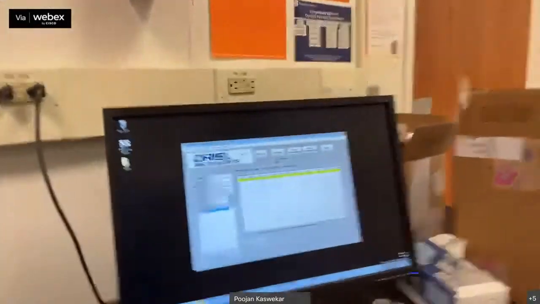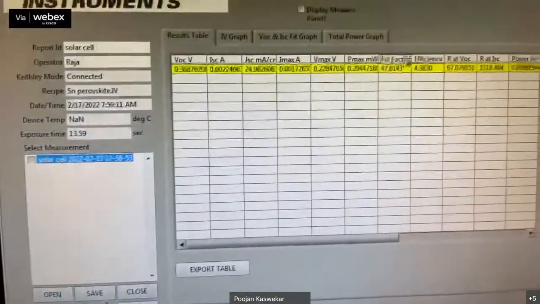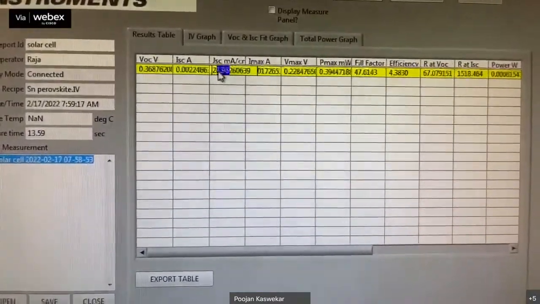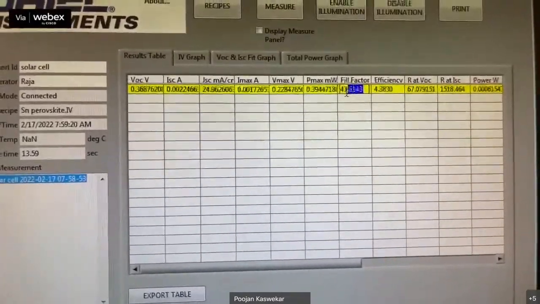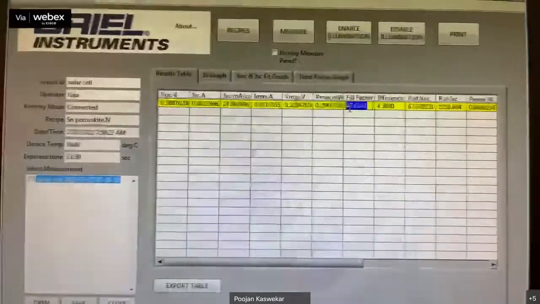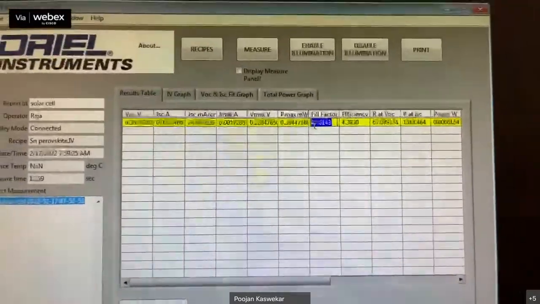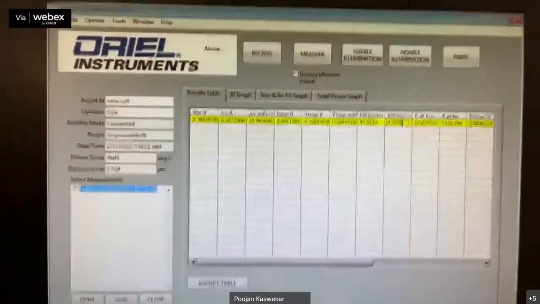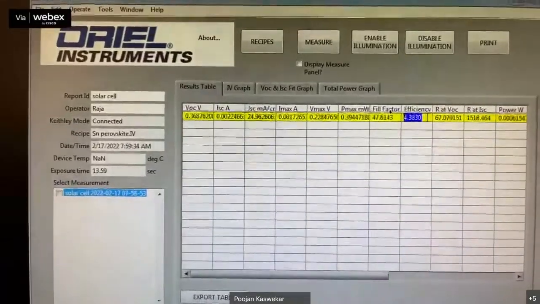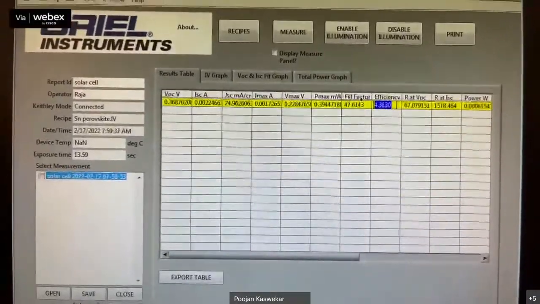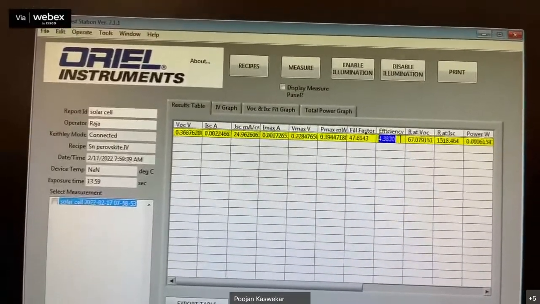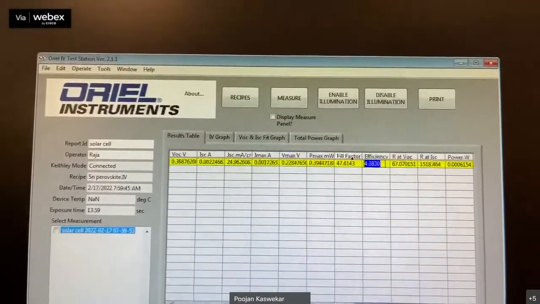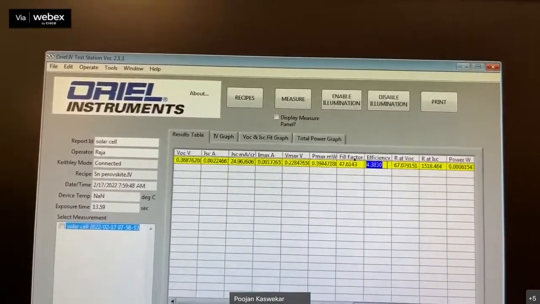Okay. So this is 0.36 volts of VOC and the current is 24.96 milliamperes. See, for the previous device, the fill factor is 60%. And for this particular device, the fill factor decreased a lot, 47.6%. And the efficiency is only 4.38%. So for this device, efficiency decreased from 6% to 4.38%. That is like 1.6% efficiency. And for the previous device, there is only a 0.3% decrease in the efficiency for 10 days.